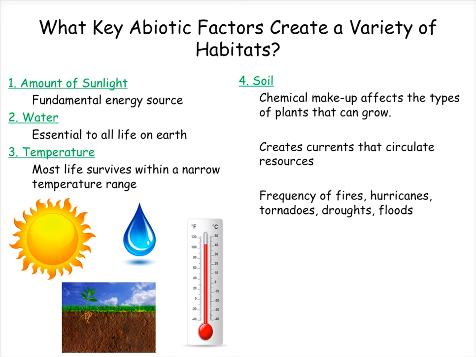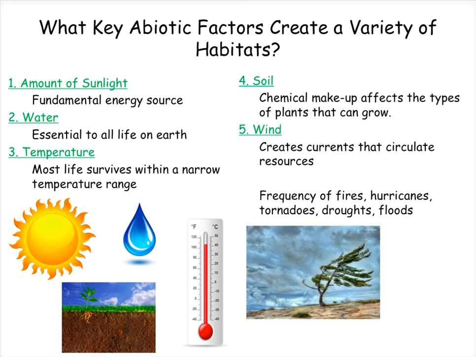The final two abiotic factors are wind and frequency of severe disturbances, such as wildfire, hurricanes, droughts, etc. These factors affect the way resources are circulated in a habitat, as well as the resiliency of the populations as they adapt to accommodate these disruptions.